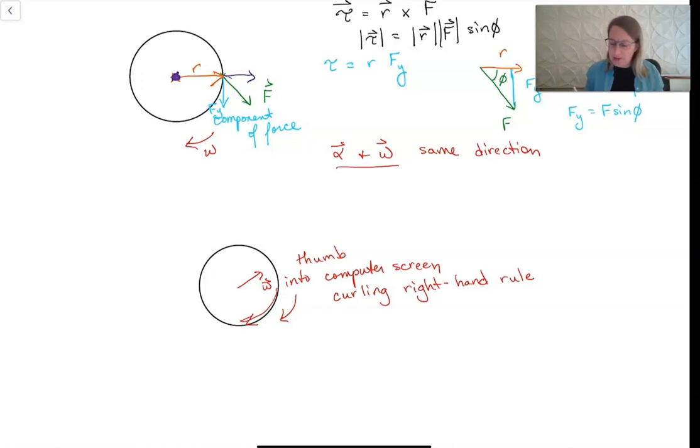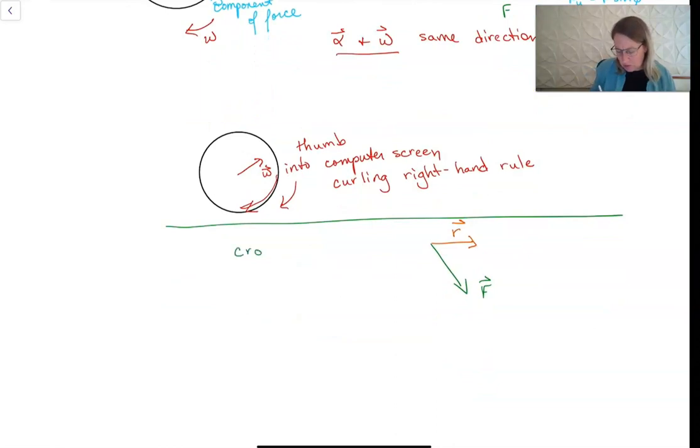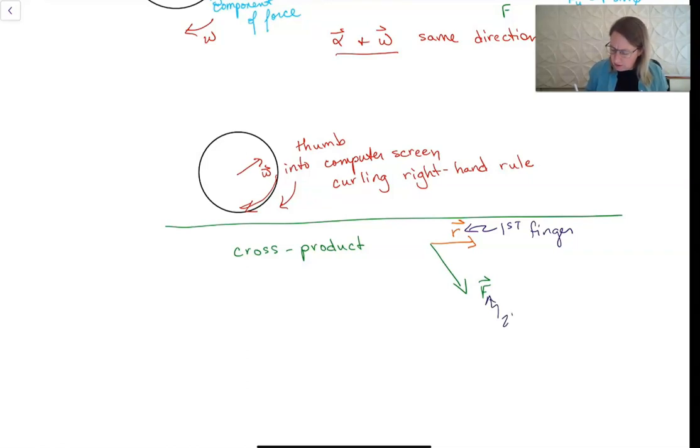Let's check if our R cross F gives you the same thing. So here's our R and our F down this way, using the cross product right-hand rule. Then that means on our right hand, R is on our first finger, pointer finger. F goes along the middle or the second finger. And the answer, the direction of the torque, will be along the thumb.